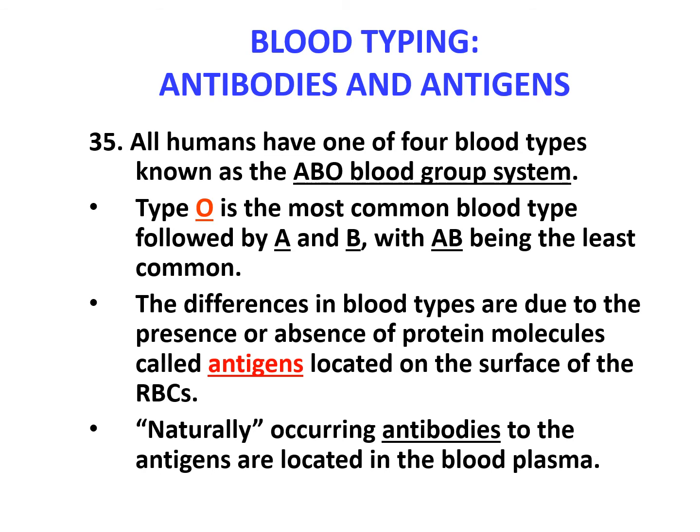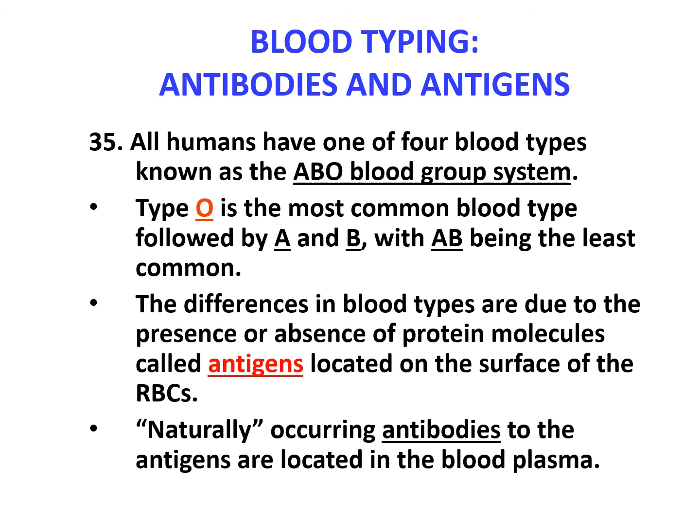The differences in blood types are due to the presence or absence of these antigens that are on your red blood cells, okay? And these antigens are made up of protein molecules, and they're actually right there on the surface of your RBCs. They're attached to the surface of the RBCs. And then with that, you have these naturally occurring antibodies to the antigens that are located in the blood plasma, I'm sorry.